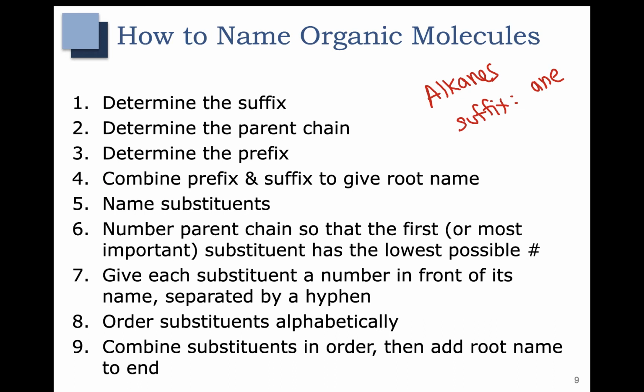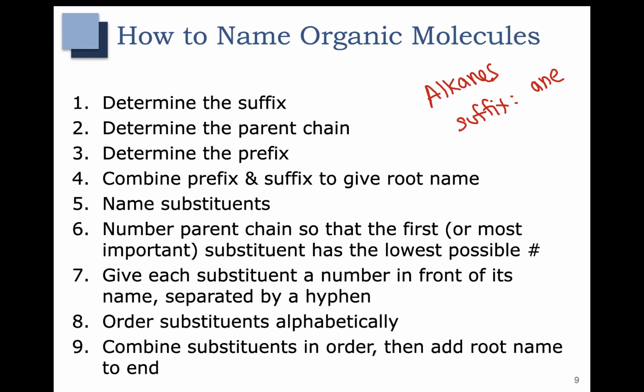However, if you do have things attached, and most times you will, you're going to have to name those groups, and those are called substituents. A substituent refers to any group attached to that main parent chain. Next, we're going to number the parent chain so that the first substituent has the lowest possible number. In the future, we'll also have to worry about other rules, but you don't have to worry about that for now.